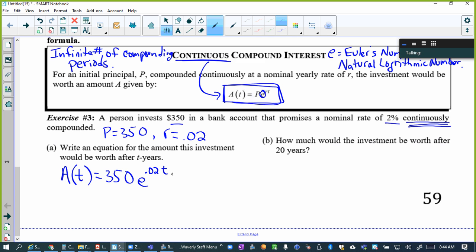All right? So, in part B, they want to know how much this would be worth after 20 years of continuous compounding. Okay? So let's plug in 20 for t. So A of 20 would be 350 e to the 0.02 times 20. And now we can just go straight to the calculator. A of 20 equals, anybody want to try that on their calculator? See if we get the right answer? I'll give you a second. I'll go to mine.